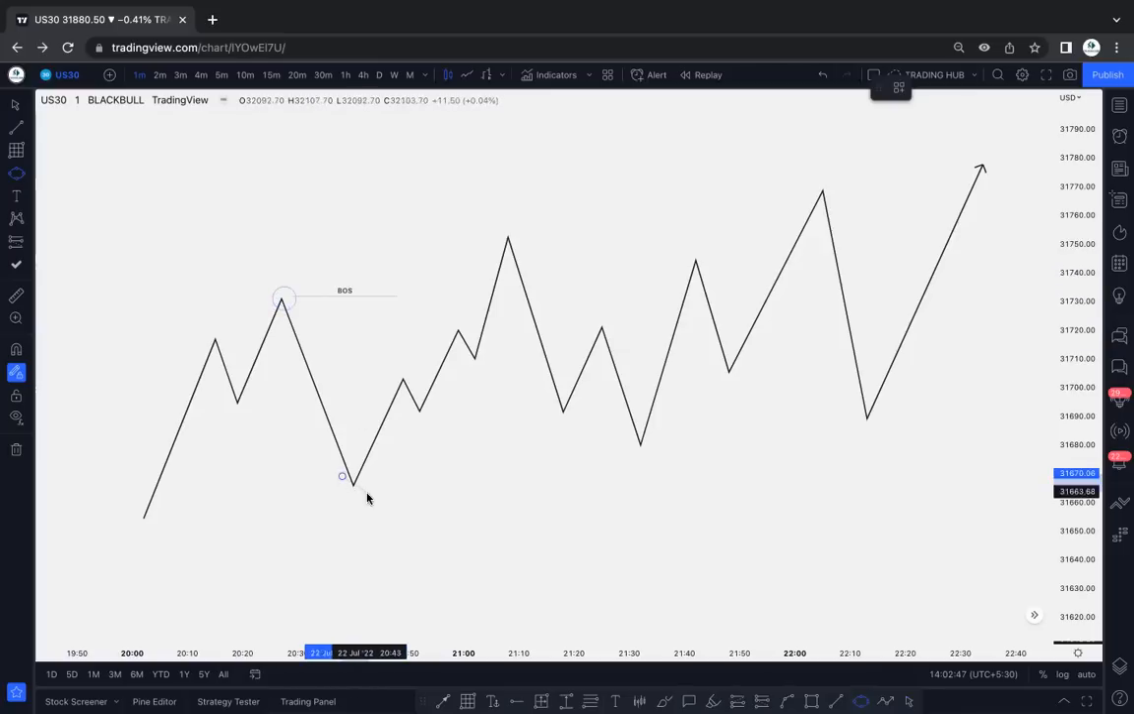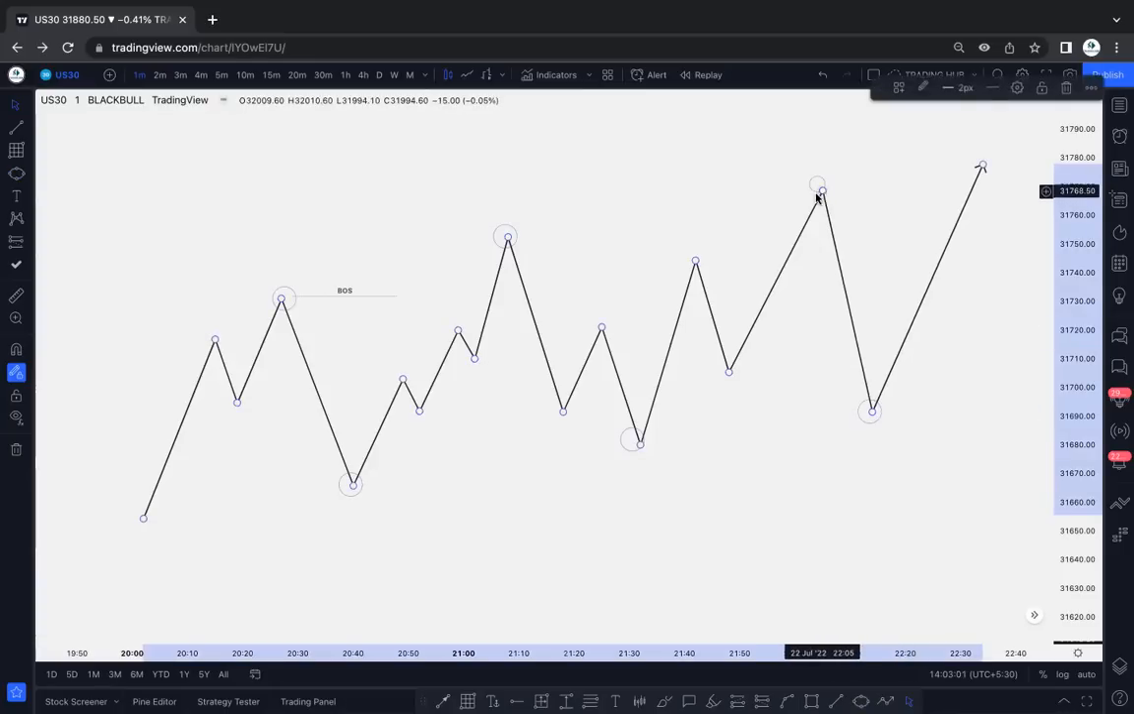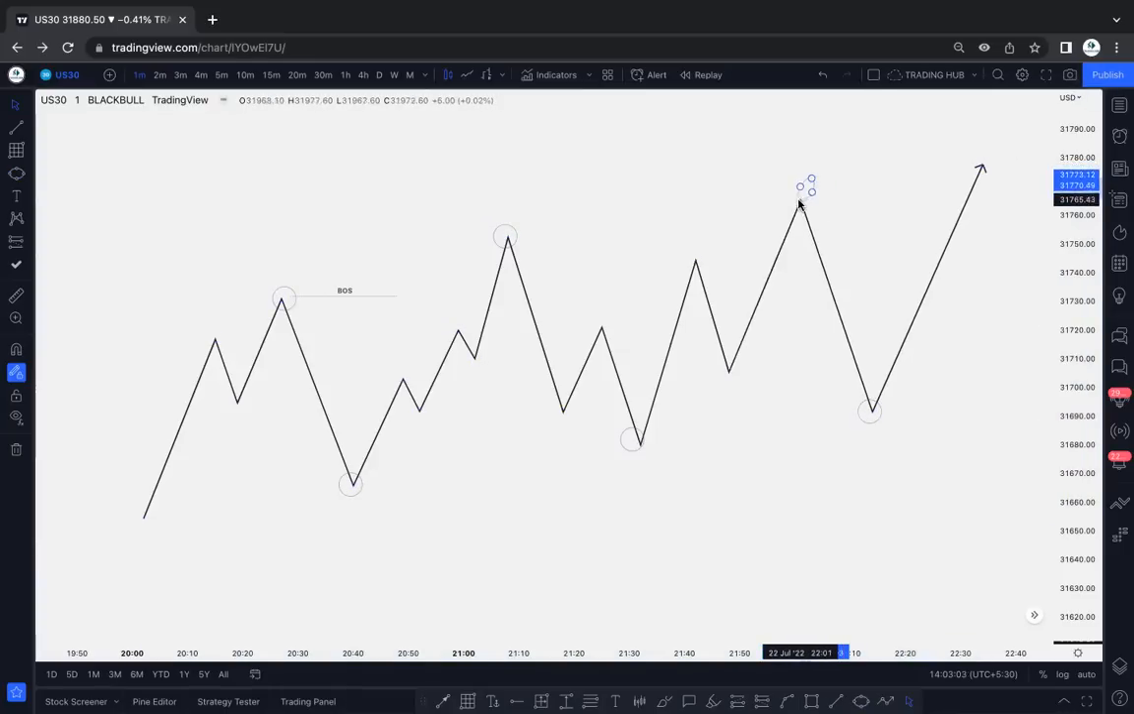And this is our higher high, higher low. And again, market create higher high and lower low is here. And again higher high is here. Correct. So why this is a higher high and why this is a lower low?